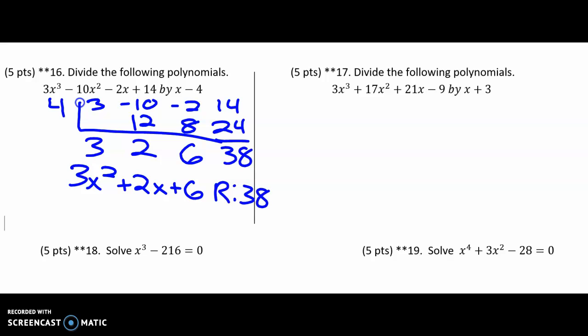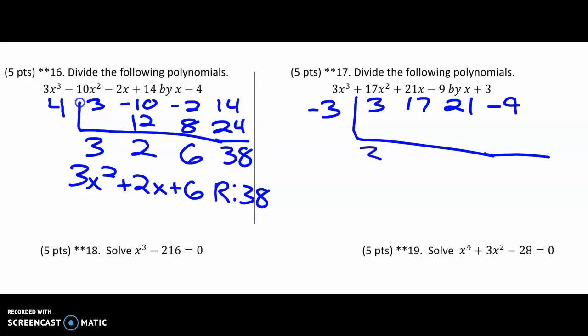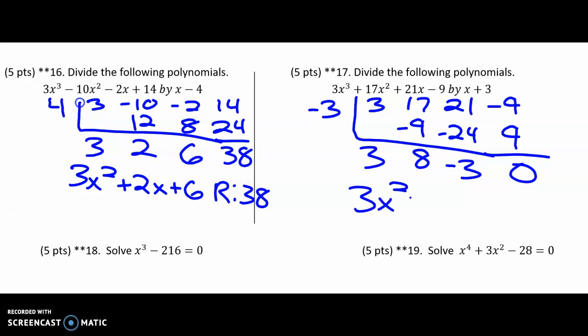For number 17, in this case it says divide. Again, make sure you read the directions so you understand, are you factoring or are you dividing? In this case we're dividing. So again, start with your opposite, draw your box, coefficients. Bring down the first one, multiply on the outside, add on the inside, multiply on the outside, add on the inside, multiply on the outside, add on the inside. Again, one power less.